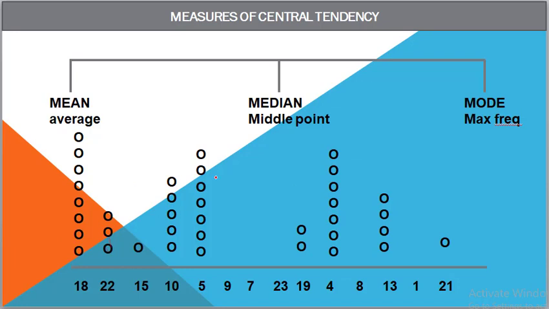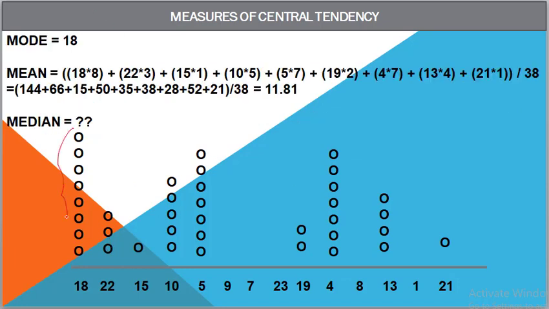So let's calculate the mean first. How many times has 18 occurred? 8 times. So 18 into 8, that's what I have done here. 22 is 3 times, so I have written 22 into 3. Then 15 is once, so 15 into 1. 10 into 5. 5 has occurred 7 times, so 5 into 7. And so on. We have completed the entire data set.